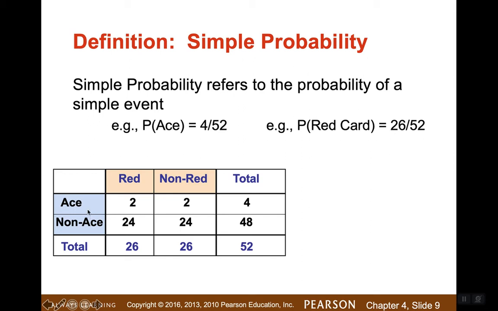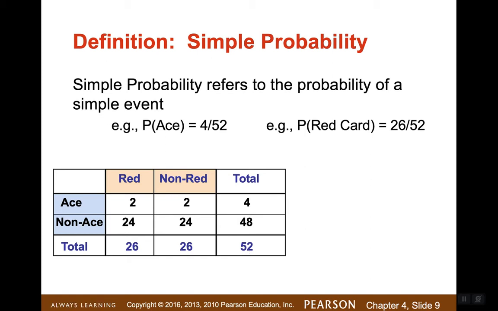If we add up our numbers here, we have 26, 26, or 4 and 48, which is 52. So all the numbers add up. What we want is the probability of an ace, which is 4 divided by 52.